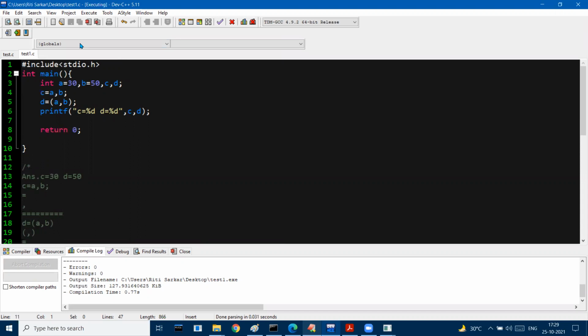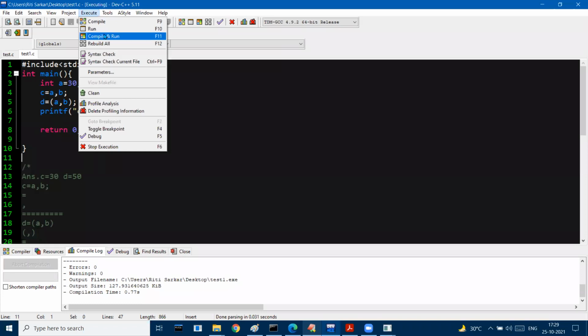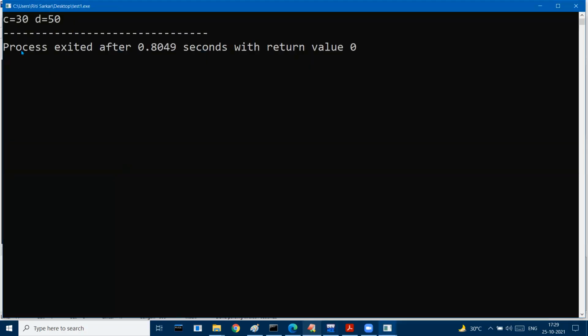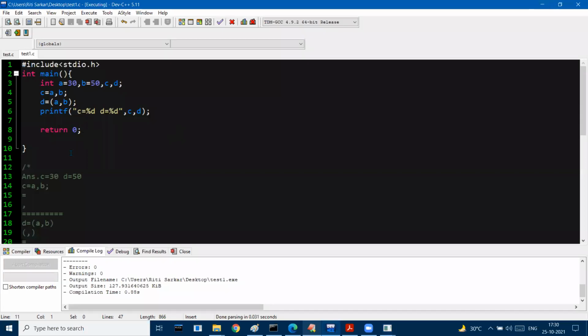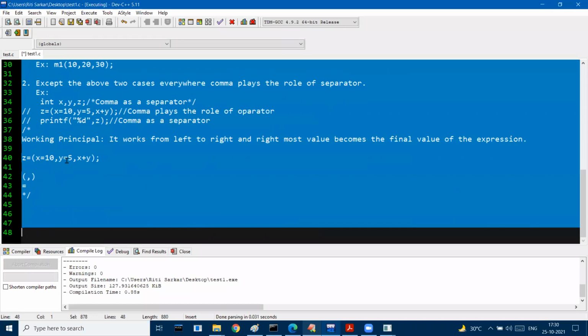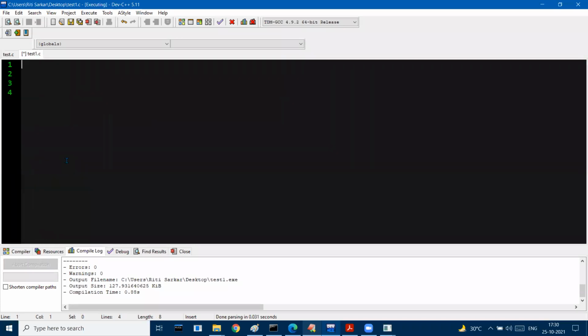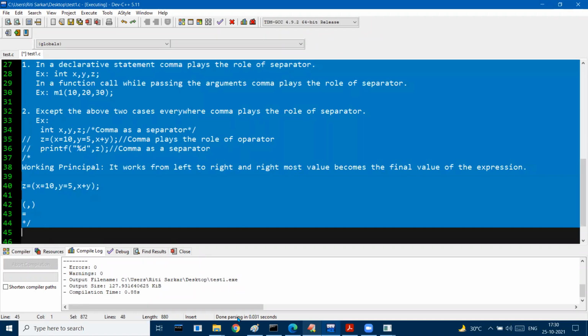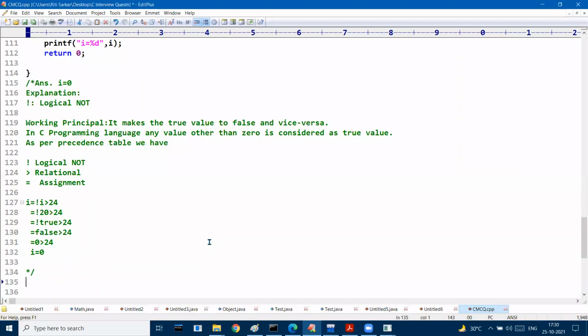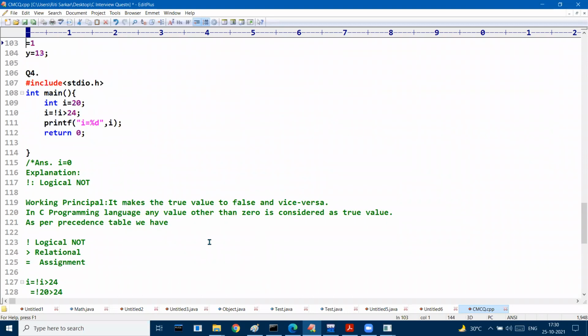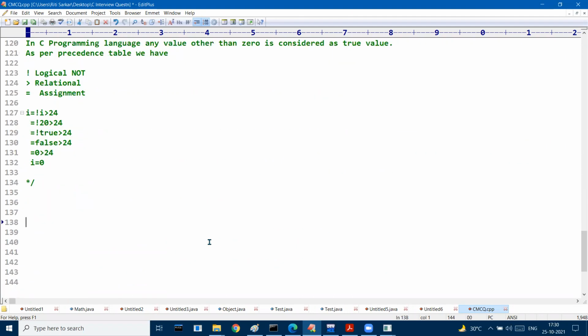Now you execute the code. Execute, compile and run. C30, D50 is our prediction. C30, D50. Okay now, guys. So this is yet another operator which comes under the category of special operator. So many special operators we will discuss at runtime. With respect to this example, suddenly the comma operator came. We discussed this one. Okay, let us move to the next one.